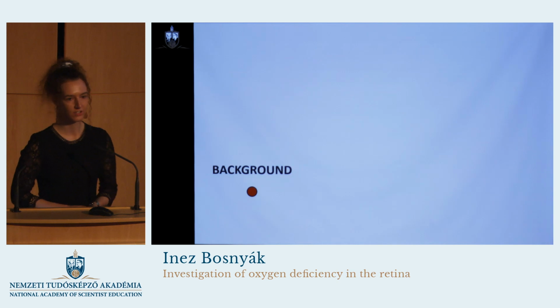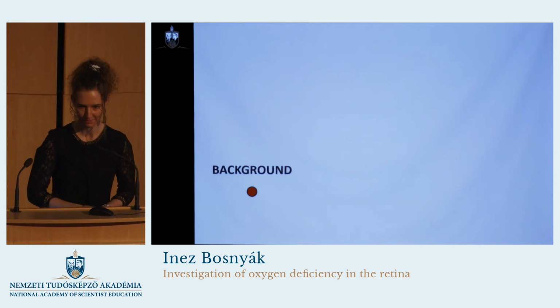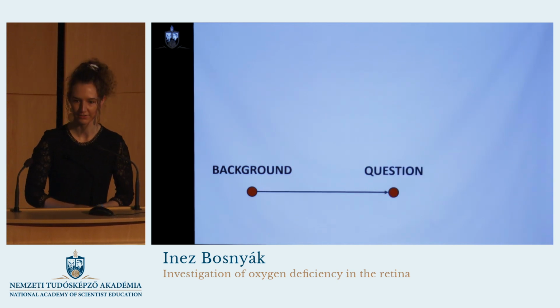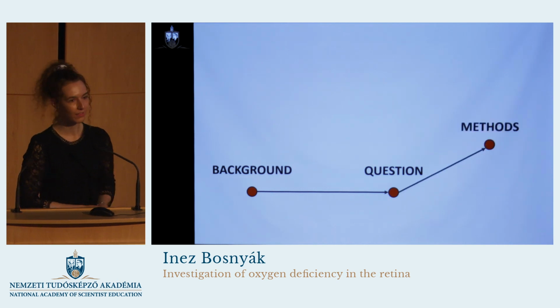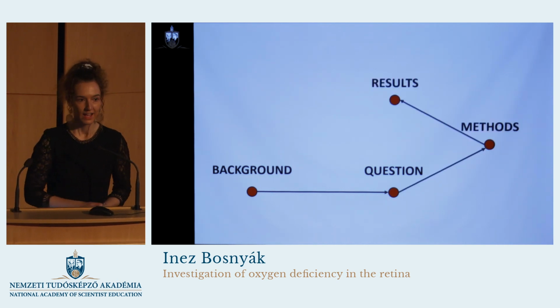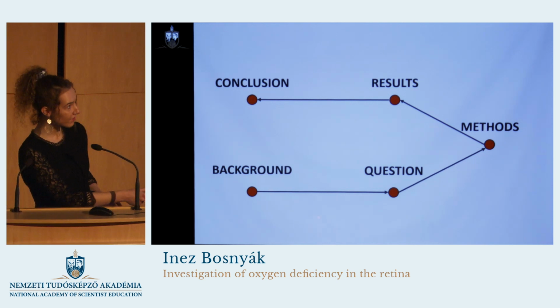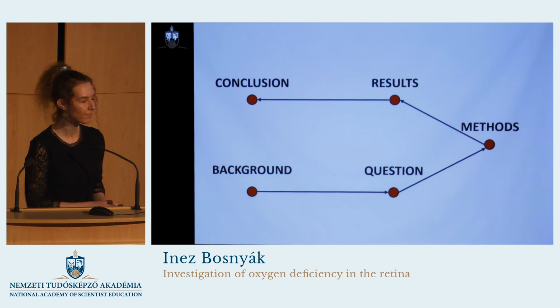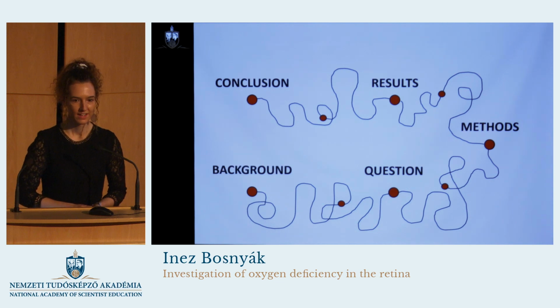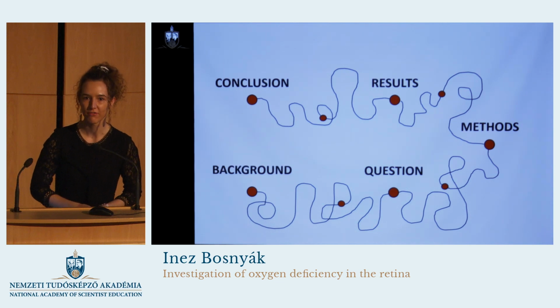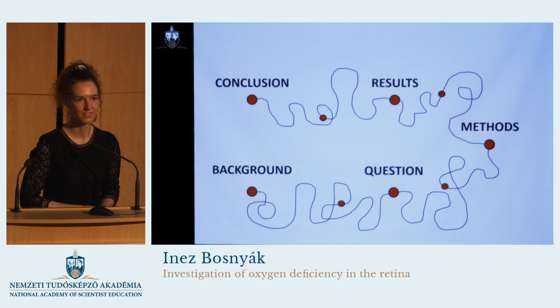After a thorough literature review and based on previous experiments, we find an unanswered question. Then we plan the methods and get the results. After interpreting the data, conclusions are drawn. This figure shows the idealistic path, but let me show you the real one. At this point, you may wonder why we chose the previously mentioned topic.